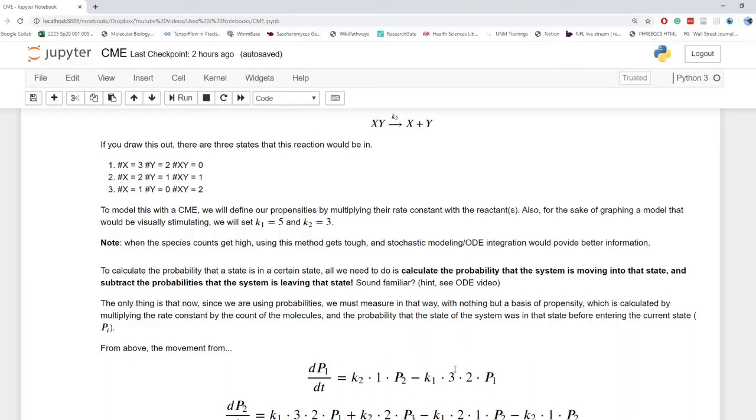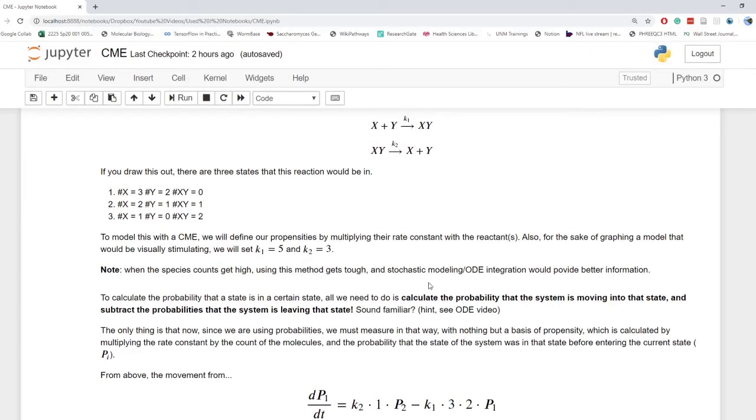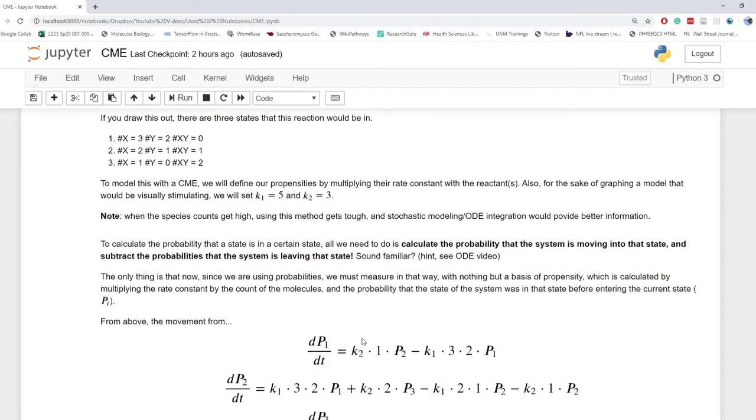Now we need to subtract the probability that the system is leaving that state. And so that's going to be using this association reaction, and that's going to be the probability that it's in state 1, i.e. there's 3 x's, 2 y's, so 3 times 2 times P1, which is the probability it's in state 1, times K1, but it ends up turning into a minus because we subtract that, which is our rate constant for that association reaction. So we can do that where it's the system moving into the state minus the system moving out of the state, the probabilities of those two, and do that for all three.